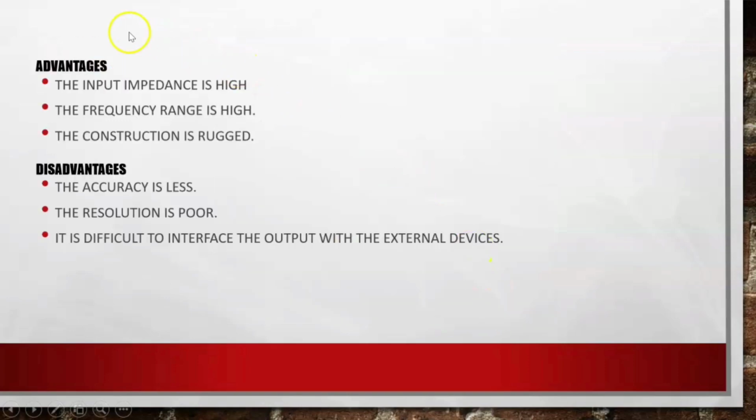The advantages of using a multimeter are that the input impedance is high, the frequency range is high, and the construction is rugged. The disadvantages of using a multimeter are that the accuracy is less, the resolution is poor, and it is difficult to interface the output with an external device.